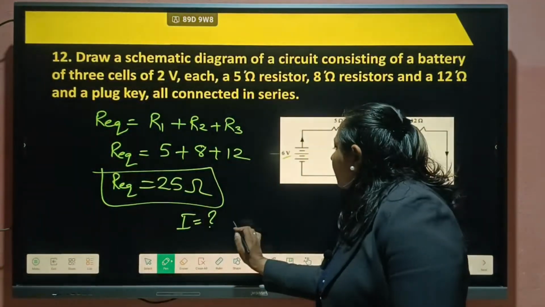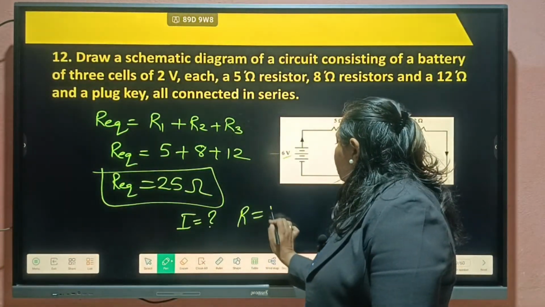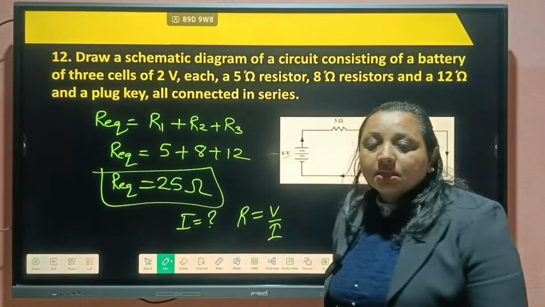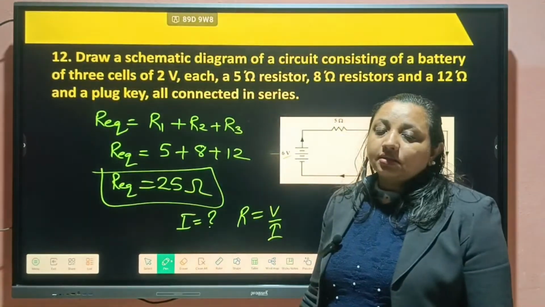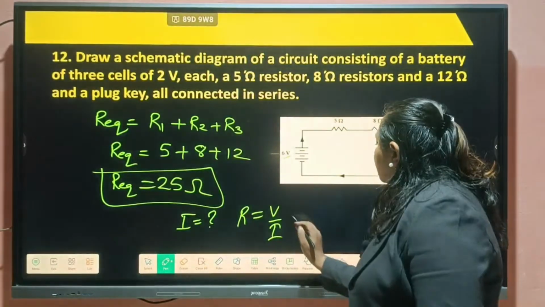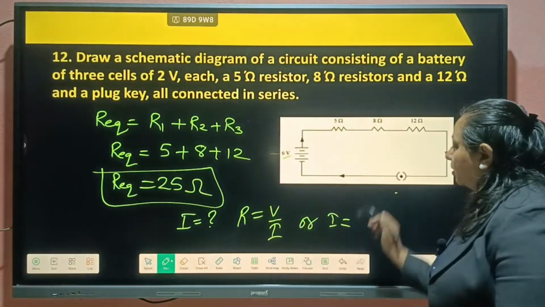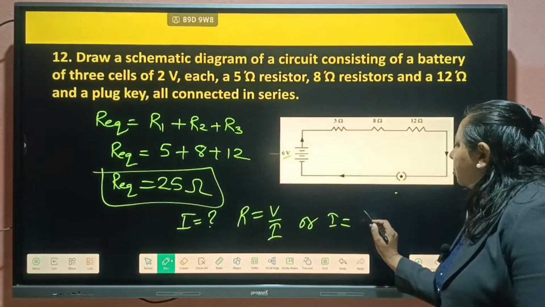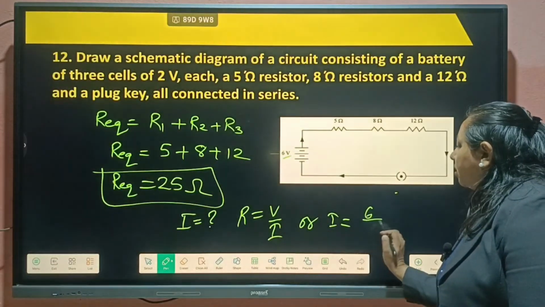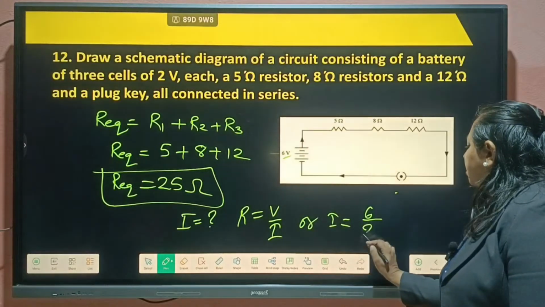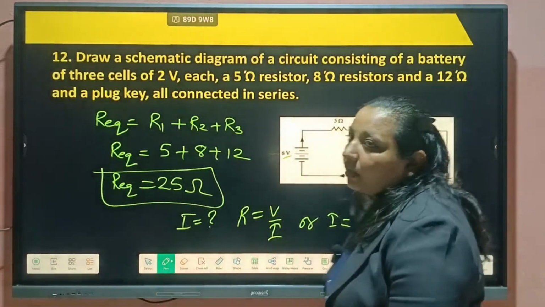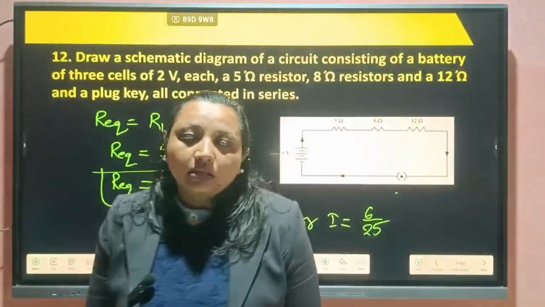How? What is the formula of Ohm's law? R is equal to V upon I. This is a relation between these three quantities R, V and I. So if we have to find I, and V and R are given, then I is equal to V, 6 volt, upon resistance, 25. So this is the current that flows through the circuit.